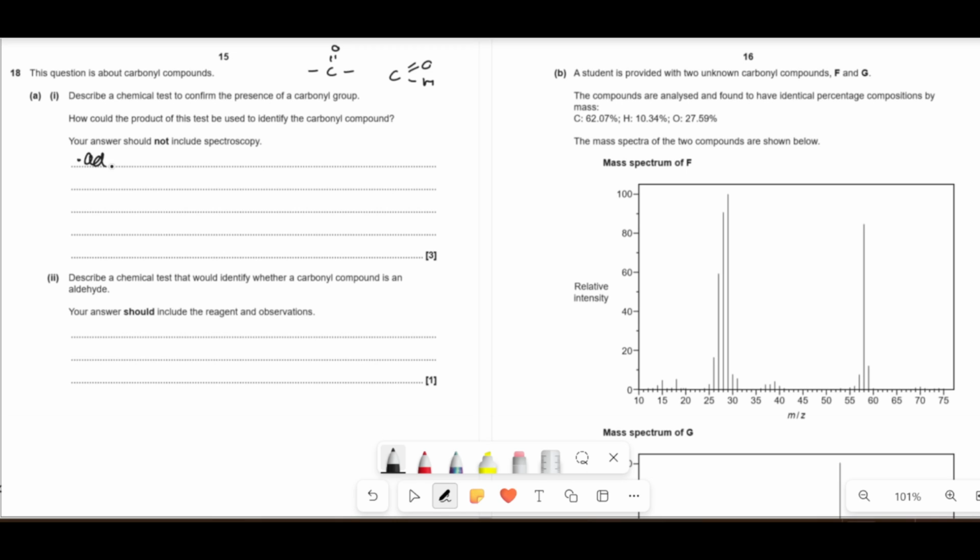So what you do is you add 2,4, then you can write the whole thing. I'm just going to write DNP because I'm lazy. And what do you see? Because remember, you need to describe how you're going to confirm it. So you need to say what you're going to see, right? So you're going to form an orange precipitate.